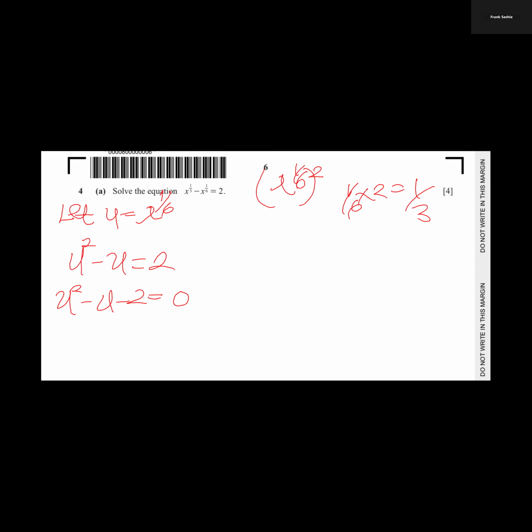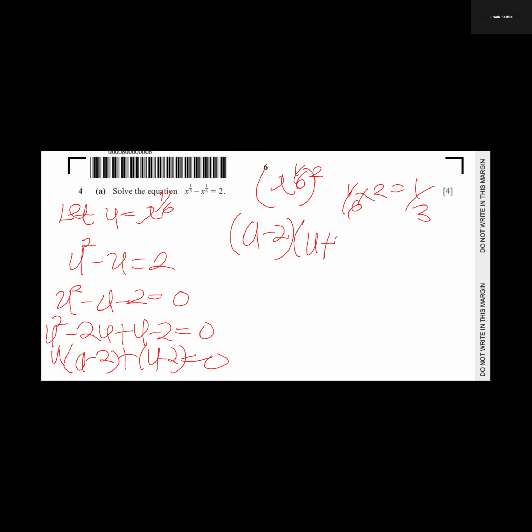So look for two numbers whose product is negative 2 and their sum is negative 1. So that's going to be negative 2 and then plus 1. So u out, u minus 2 in, plus out, u minus 2 in. So we have u minus 2, then we have u plus 1 to be equal to 0. So u should be equal to 2 or negative 1.